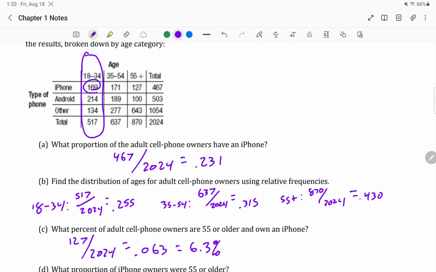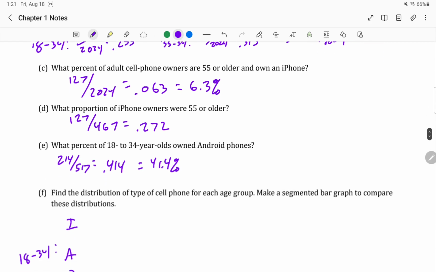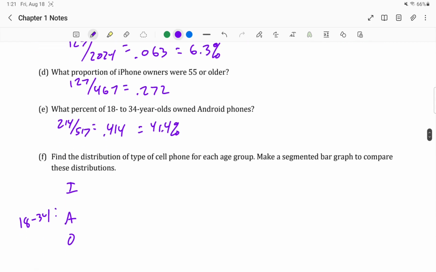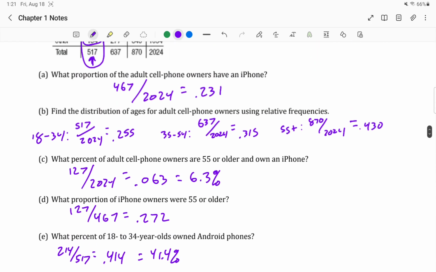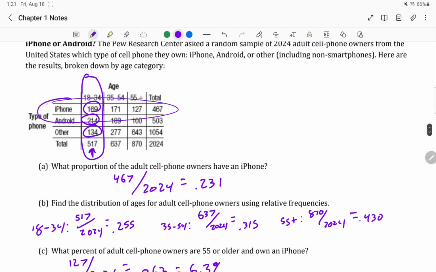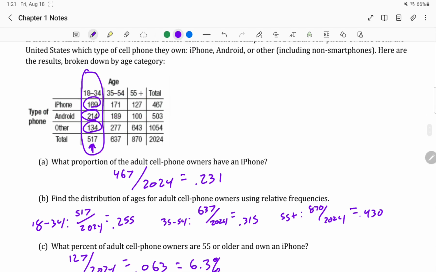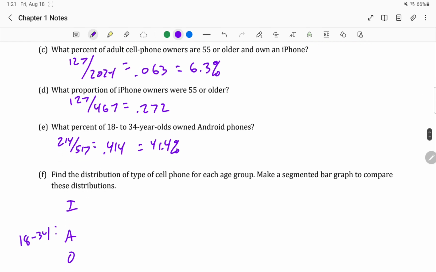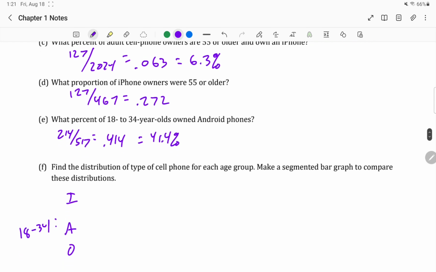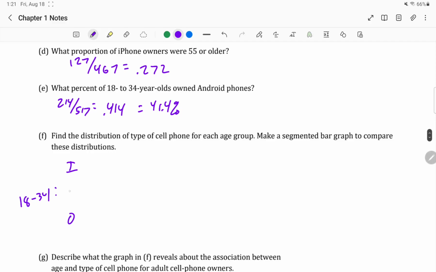I need to look at the iPhone, I need to look at the Android, I need to look at the other. I'm going to put it over the, in this case, the column total, the 18 to 34-year-old total, right? A lot of the problems students have with this problem is figuring out, am I going this way or am I going that way? And all I'm going to say is read. Read. Find the distribution of cell phone type for age group. So for each age group, find the type of cell phone that each age group does, right?